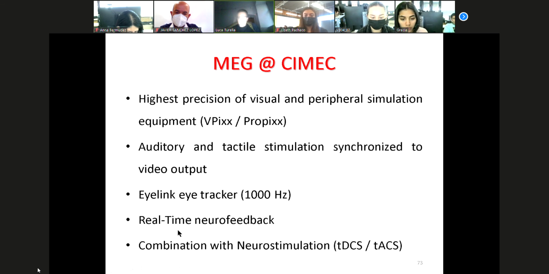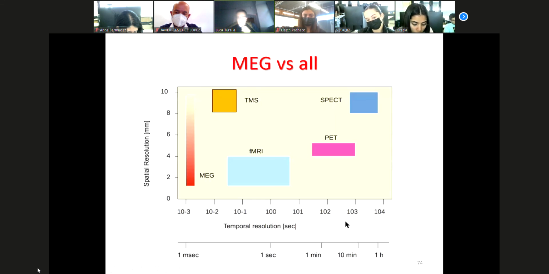And then we can use, for example, MEG for neurofeedback. So we can use the activity of the brain, do the analysis online, and, for example, present some type of stimulation at a specific time point. Or, as I told you at the beginning, you can even stimulate while you're doing MEG.